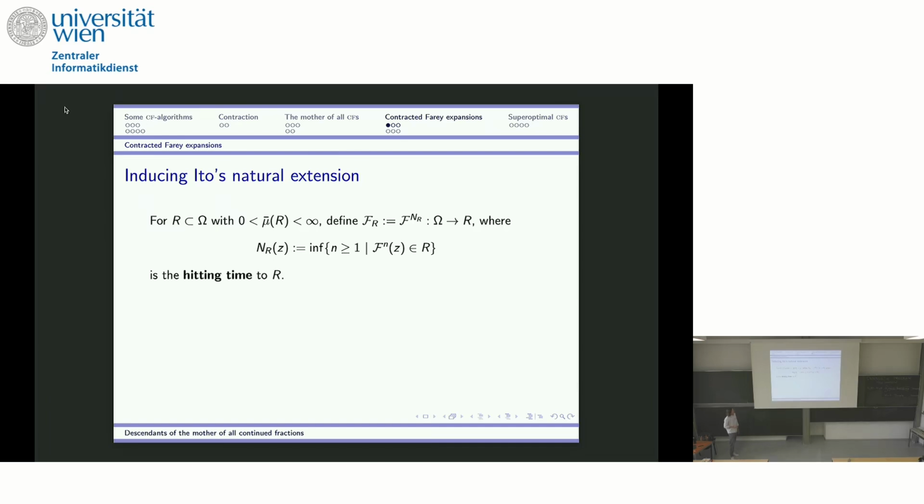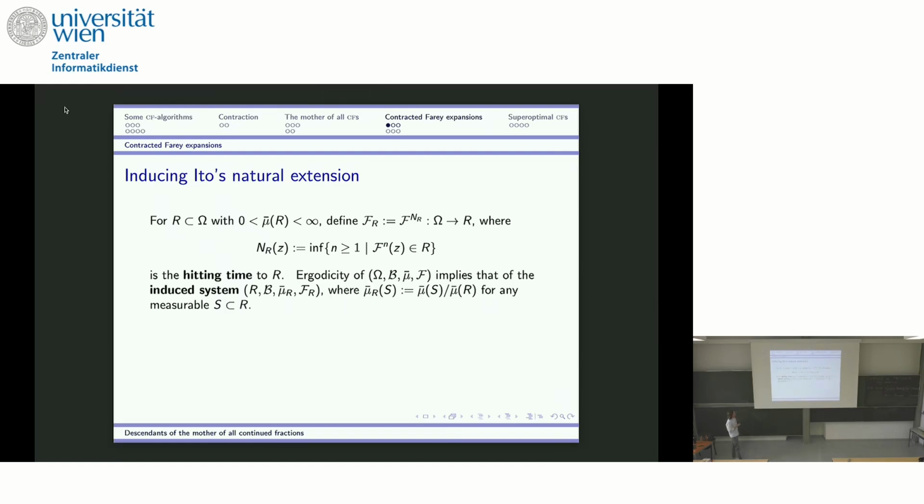All right, so we briefly mentioned inducing transformations with the natural extension of the Gauss map, like Kraaikamp did for S-expansions. We can also get induced transformations of Ito's natural extension of the Farey tent map as well. For this, we'll fix some measurable subregion R of the domain. We'll assume that it has non-zero and finite measure, and we'll let f sub R denote the first return map to R. So n sub R will be the hitting time to R.